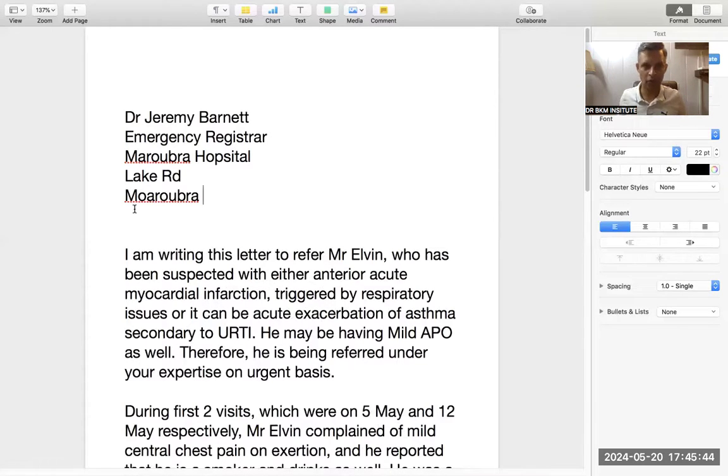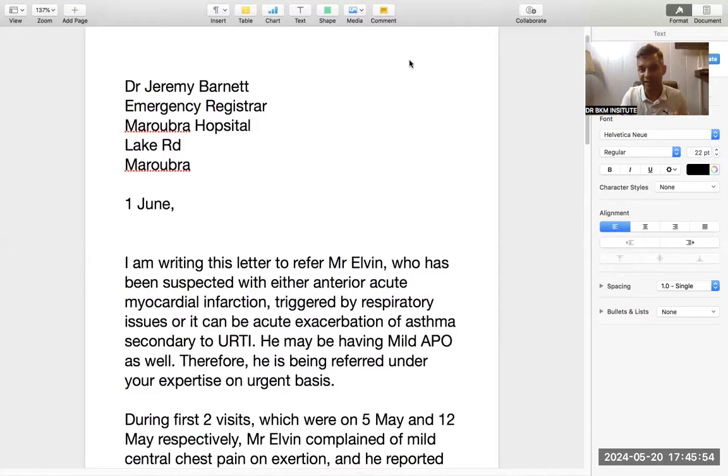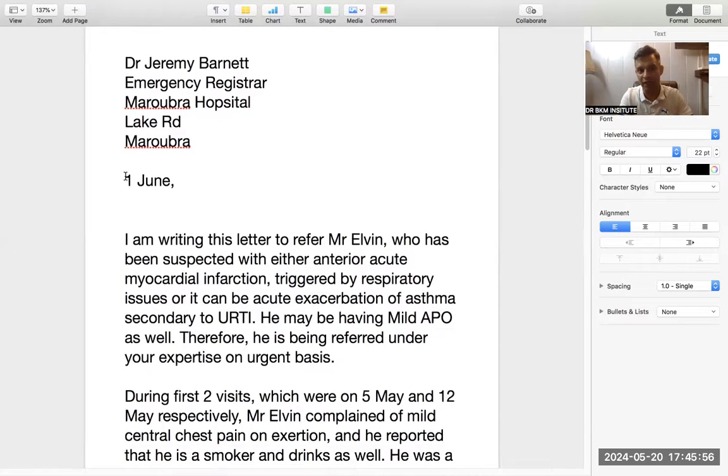That's it. You are all done with your letter. This is the complete format. You have written this. Today's date is 1st June. This is very important. Why is this date important? Because now he can relate that 1st June and 5th May. So that means the patient visited almost 25 days ago.